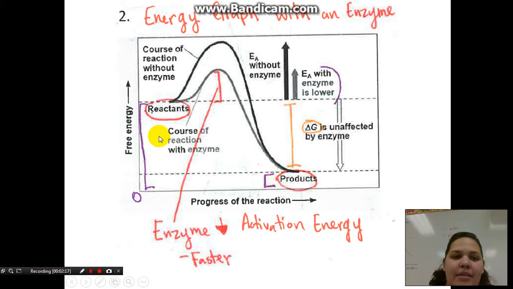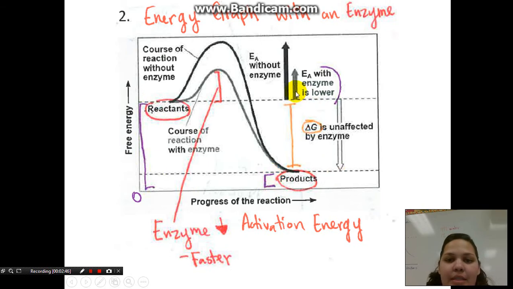Now if we add a catalyst, we can see that we have a smaller little hump. So this area underneath the hump is the activation energy. When we have an enzyme, it lowers the activation energy, which causes the reaction to go faster. But you need to know that this doesn't change the amount of reactants, this doesn't change the amount of products, it doesn't change the amount of energy that reactants have, and it doesn't change the amount of energy that products have.